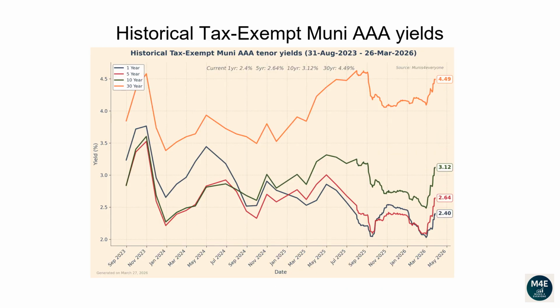This line plot and the next plot show how each tenor of the Muni yield curve has changed over time. From the 31st of August 2023 to the 26th of March 2026, the 1-year yield has dropped from 3.24 to 2.4. The 5-year yield has dropped from 2.85 to 2.64. The 10-year yield has increased from 2.84 to 3.12. The 30-year yield has increased from 3.85 to 4.49.